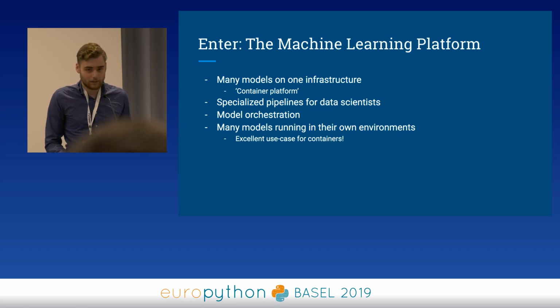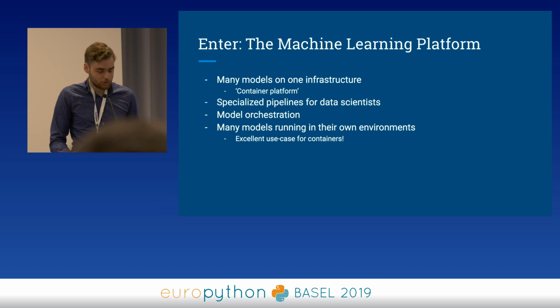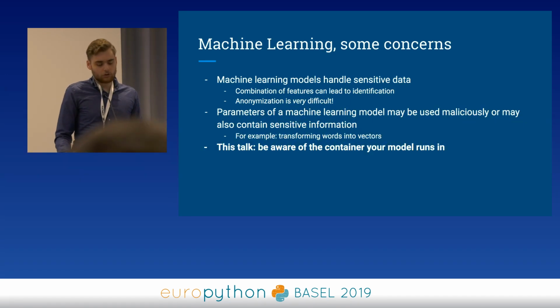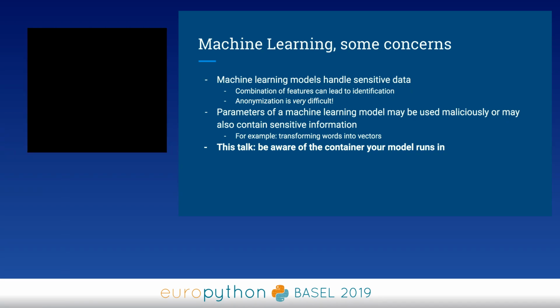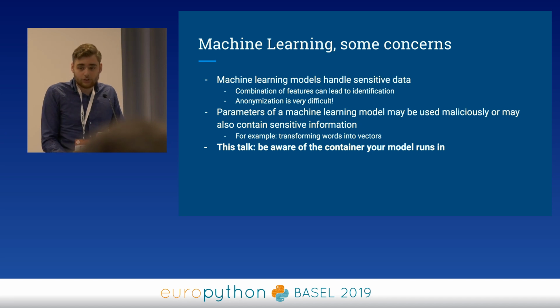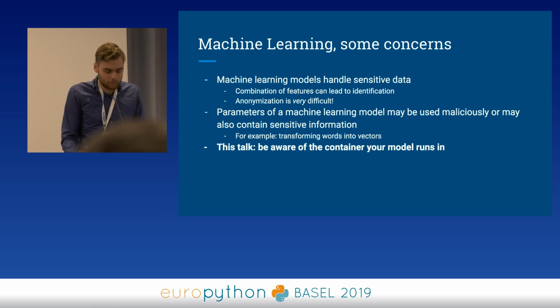Maybe some models are made for TensorFlow. Some models may be made for Scikit. Containers are an excellent solution for this. Though there are some concerns about machine learning. Machine learning models tend to handle quite sensitive data. Some of the features used in our models might identify people. And this is very, very concerning. So we really want to be more aware of where we are actually running our models. Are these containers we're using actually safe to run?